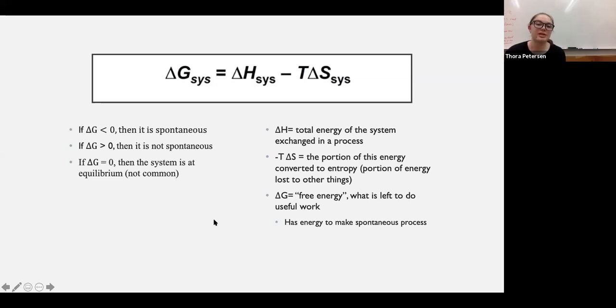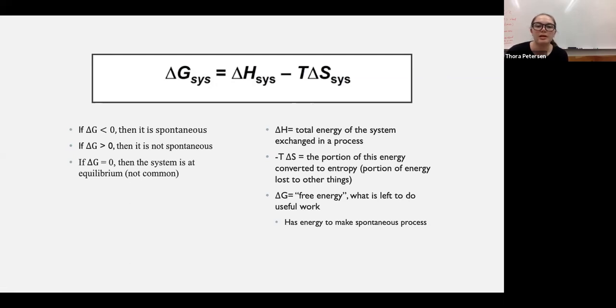Yeah, so if delta G is greater than 0, or positive, then it's not a spontaneous reaction. And if delta G equals 0, then the system is in equilibrium, but this is not very common, and we'll talk a little bit more about it later as well.